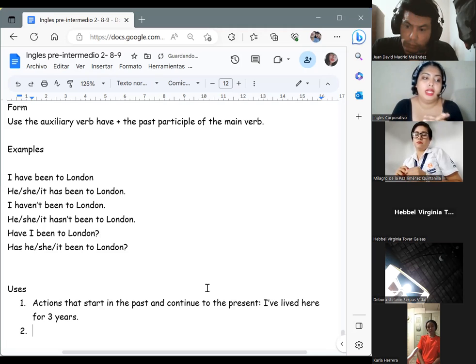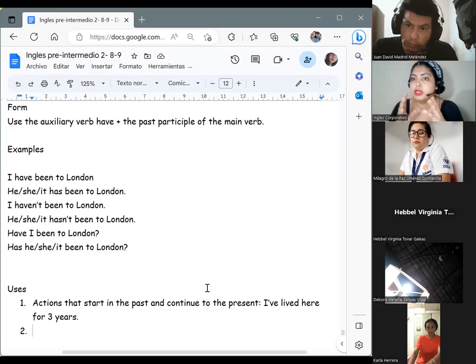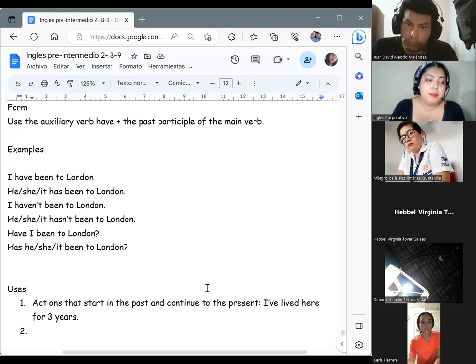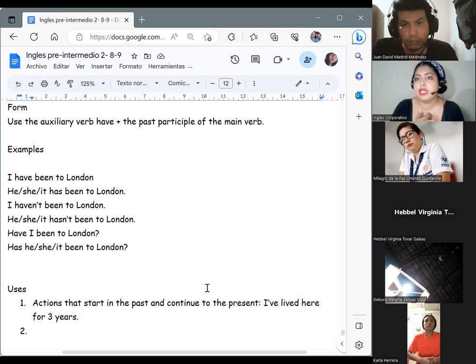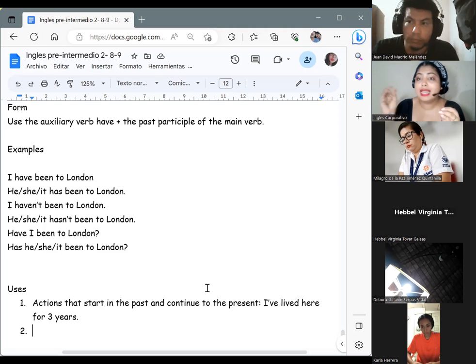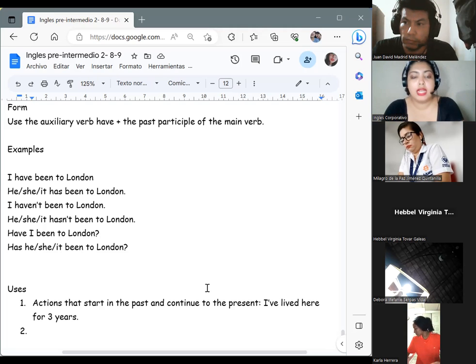Now, in the second one, life experiences at an unspecified time in the past. Ahora sí, vamos a hablar de experiencias de nuestra vida, pero que tengan que ver con el pasado. Imagínense, estamos hablando de una estructura en el presente, pero aquí yo hablo de mis experiencias, ¿verdad?, que tuve en mi vida, que fueron en un momento en el que yo no estoy especificando cuándo, pero que fue en el pasado. Entonces, aquí sí puedo agregar el pasado con esta estructura. Vamos a ver el ejemplo.